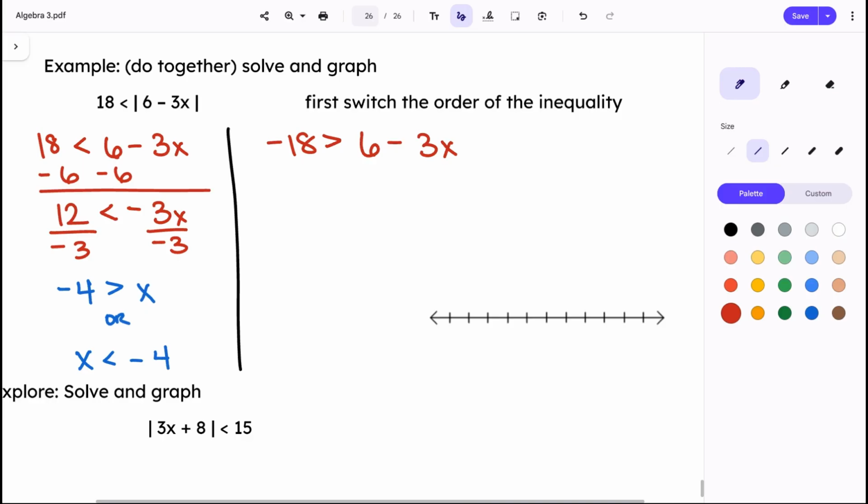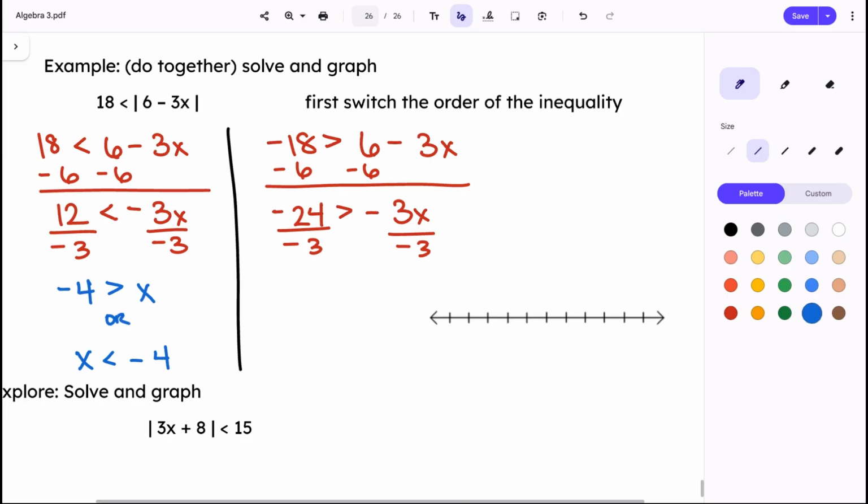So if I subtract 6, negative 18 minus 6 is going to be negative 24. Then if I divide by negative 3, what do I get? 8. My sign has to flip because I divided by a negative, and x is greater than 8. If you can read it backwards, you don't have to flip it back like I'm doing. I just know for some students it's confusing to read it backwards. So it's helpful if you have x first.